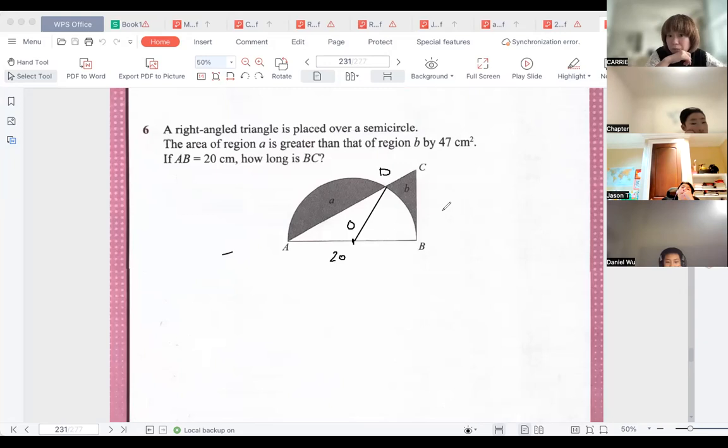Am I right, everybody? Why are they equal? Because they are all the radius of the circle. They're all 10. Okay, so now let's take a look at this one.